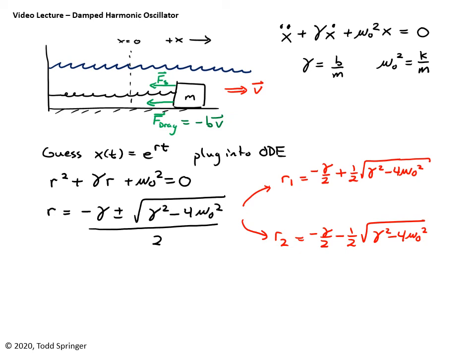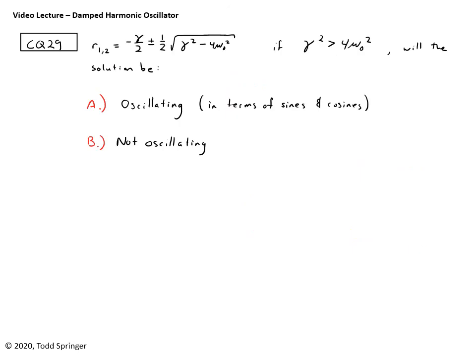So just as a warm-up to get you thinking along those lines, let's think physically about what's going to go on for particular cases here. So here's a simple concept test on the formula that we just derived. Notice that there's that square root there. So let's think about this particular case. If gamma squared is not much larger, but just larger than 4 omega 0 squared, what is going to happen to the mass on the spring?